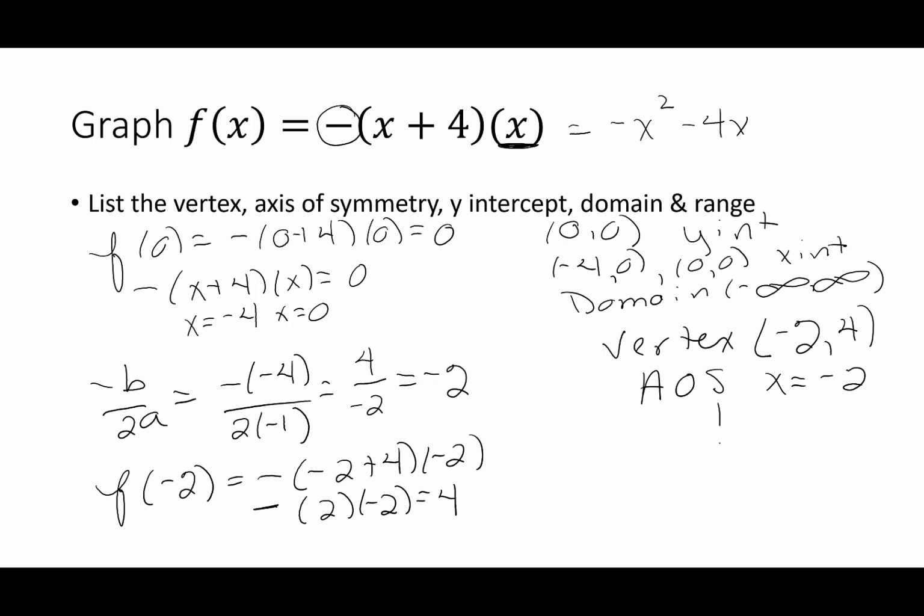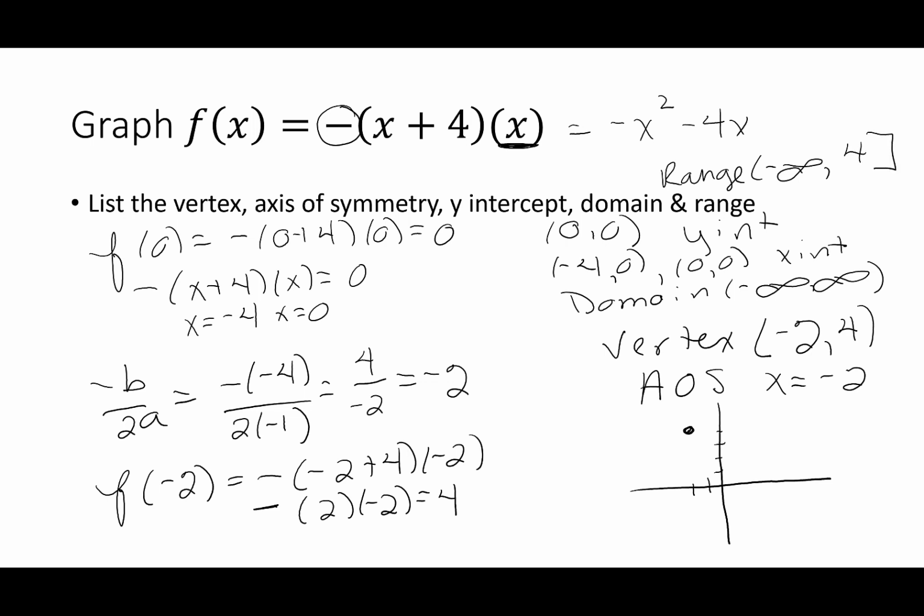Now I haven't left myself a lot of room to graph, but I think I can still do it. So negative 2, 1, 2, 3, 4. Here's my vertex. Because it's negative, I know it's opening down. Let's add in here that the range is negative infinity to positive 4, close bracket.